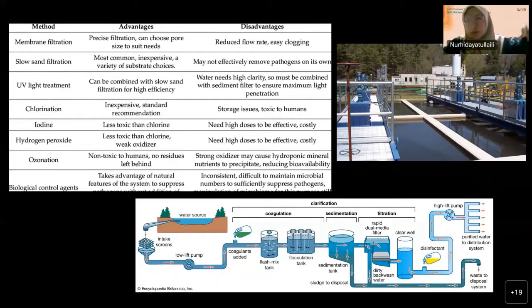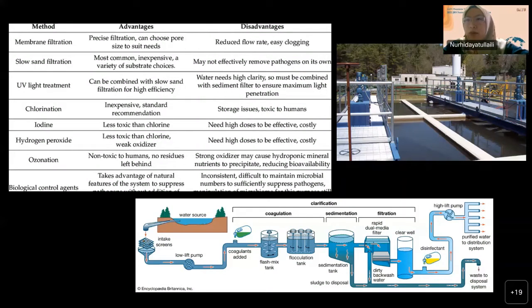Currently, we have several treatment systems, especially those associated with nanoparticles. For example, we have membrane filtration, sand filtration, chlorination, iodine, hydrogen peroxide, ozonation, and also biological treatments. However, these treatments normally have some limitations that prevent them from fully treating the pollutants. For example, membrane filtration only transfers the pollutant from one area to another without fully degrading it. And biological treatments need a long incubation time, especially when dealing with nitro or benzene compounds.